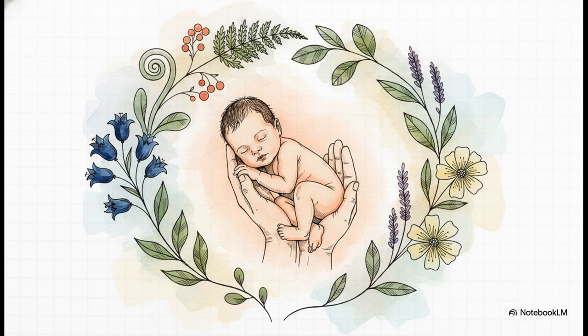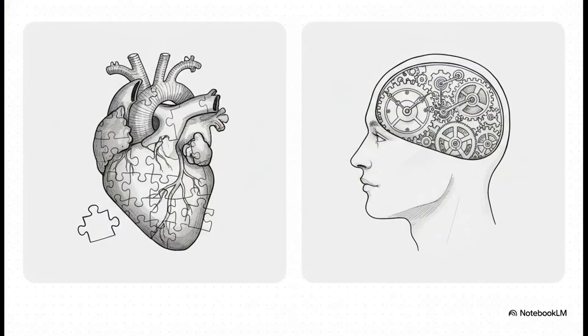The term covers a huge range of differences, and they generally fall into two main buckets. I find this visual really helps make sense of it. On one side, you've got structural anomalies. These are all about the physical shape of a body part. Think of something like a cleft palate or a heart defect. And then on the other side, you have functional anomalies. These affect how a body system works, like a metabolic disorder or something that affects hearing.